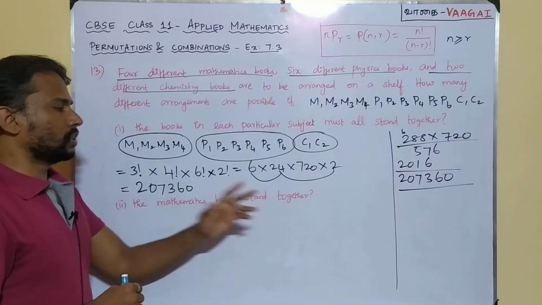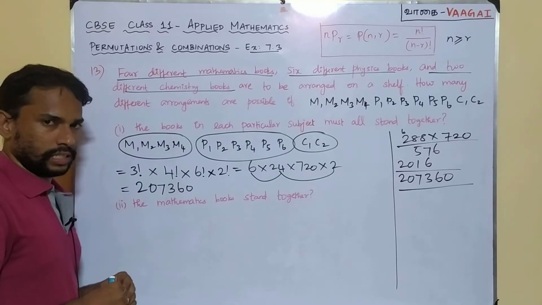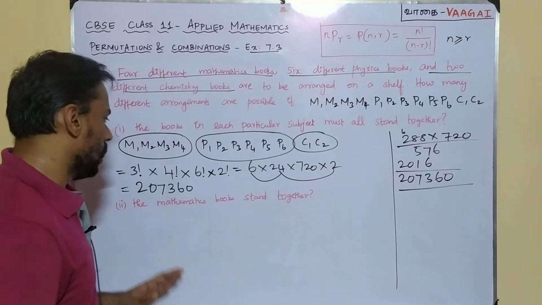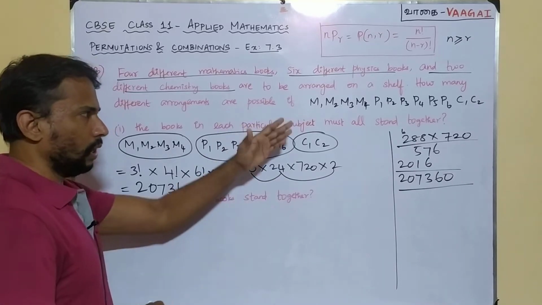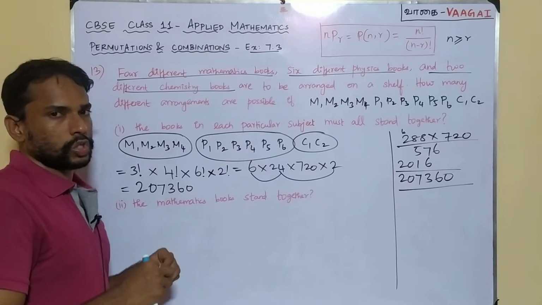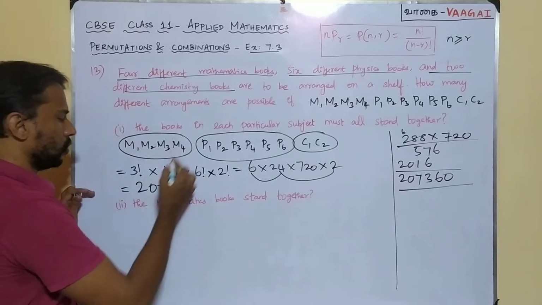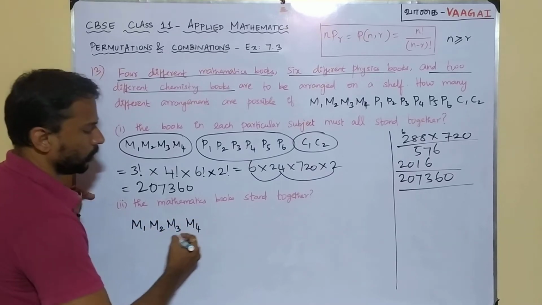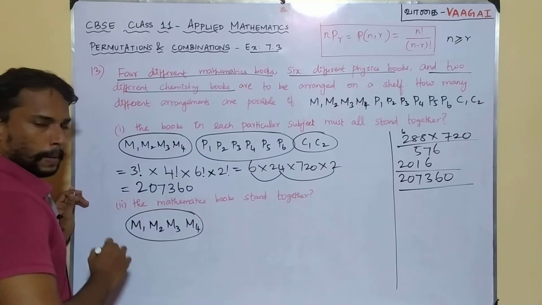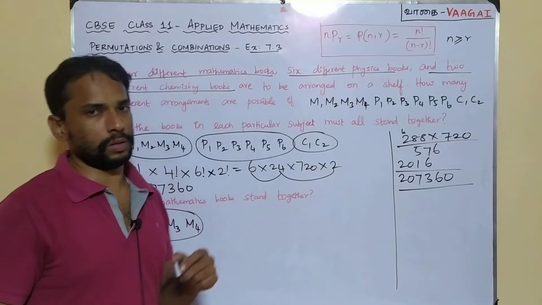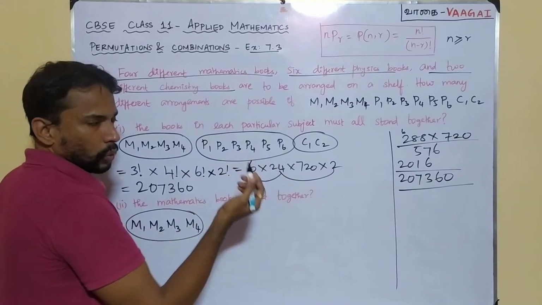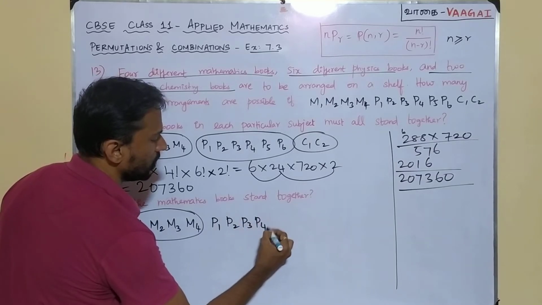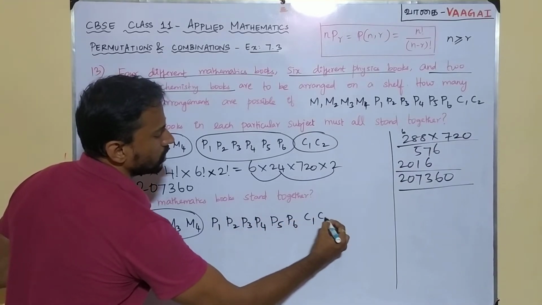So the mathematics books stand together. This second subdivision states a condition only for the maths books. Same 12 books, but this time the maths books should stand together. That means we have to collect only the maths books in one bunch. I'll write it once again, M1, M2, M3, M4. This will become one bunch, and there is no restriction for the other subject books. There are 2 other subjects, and the books are P1, P2, P3, P4, P5, P6, and chemistry C1, C2. That's it.